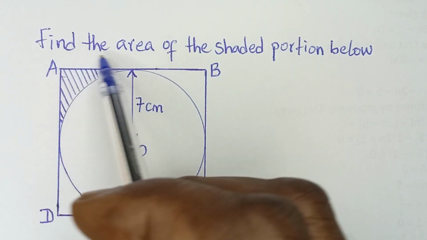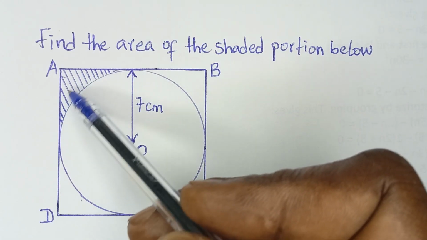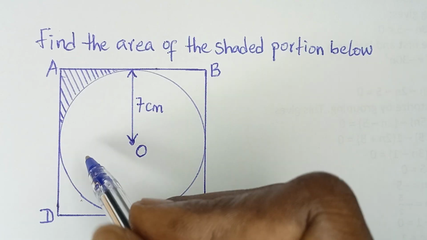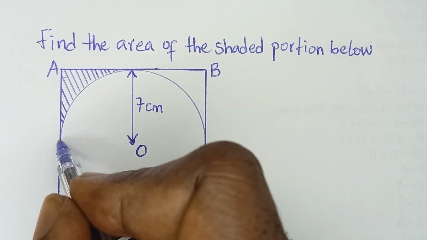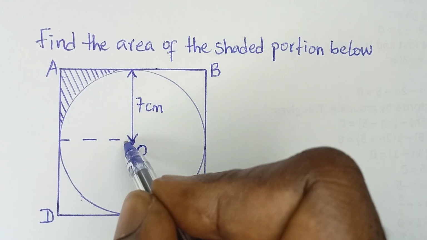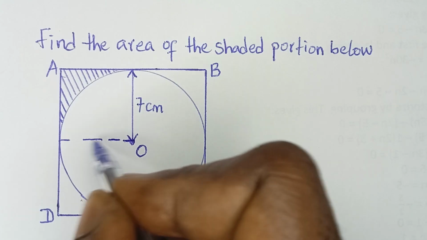The question here says find the area of the shaded portion below. So we have to look for the area of this shaded portion. Now, one thing I would like to do first is to use only a quarter of this circle. Just a quarter of this circle. That is what I want to use here.